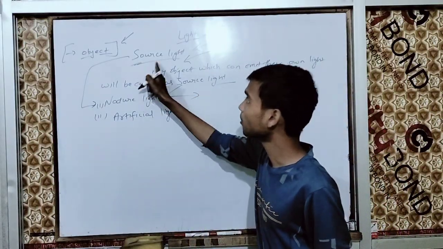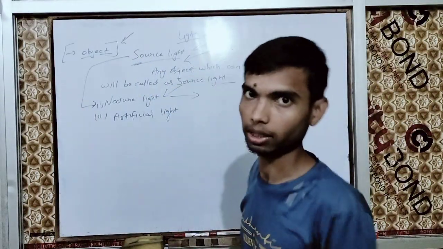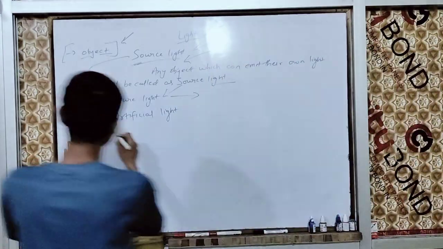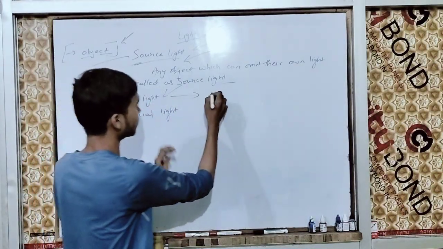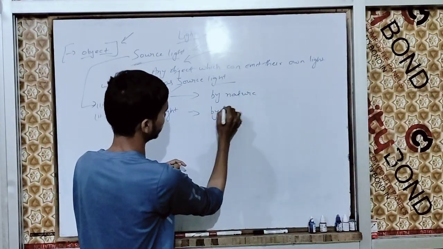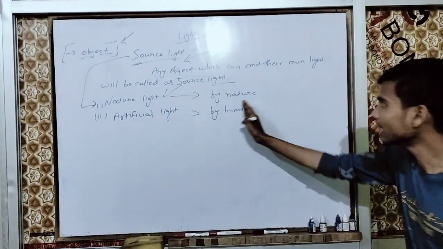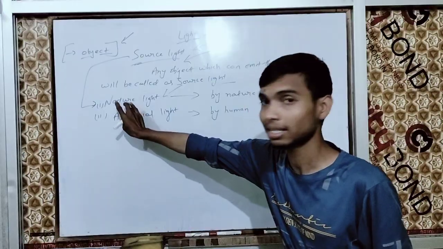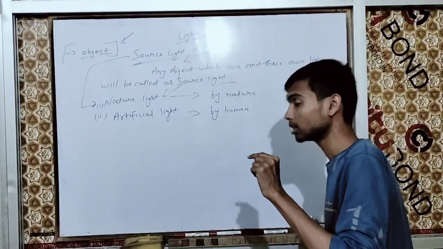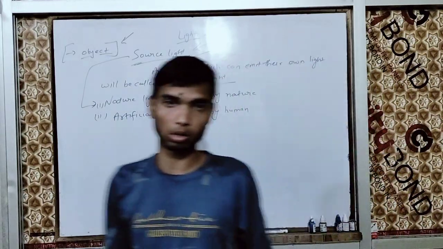Here we are understanding about source light. We divided this source light into two categories, into two parts. First is natural light and second is artificial light. Here remember, in simple words you can say by nature, and this by whom? By these words you can understand the meaning of this one. But for the person who didn't understand right now, I will still explain more about it.